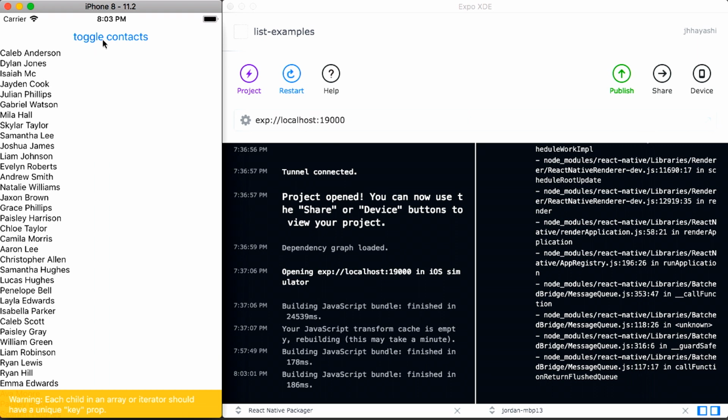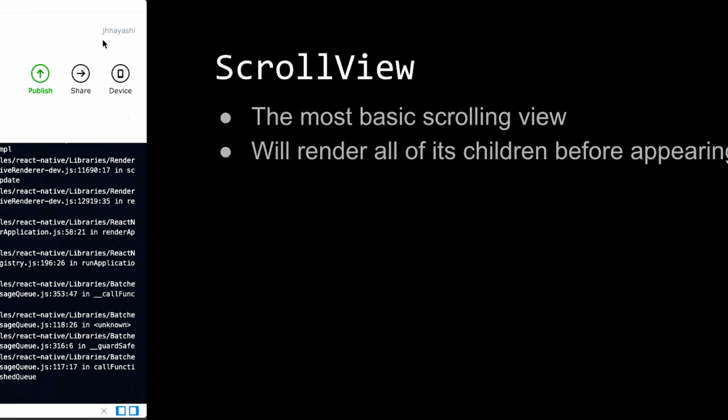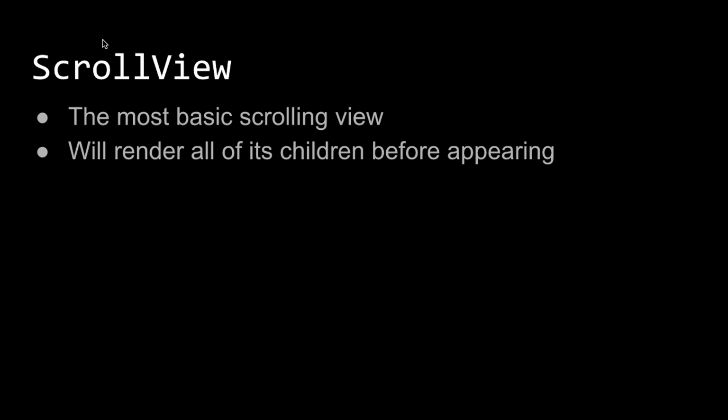But when I try to scroll, nothing happens, because as we saw earlier, unlike on the web, when we have views that are larger than the viewport, there's actually no way for React Native to automatically add this scrolling for you. And so we have to have some additional components to handle that. And as we talked about, we have this thing called a scroll view. This is the most basic scrolling view, and it will render all of its children before appearing.